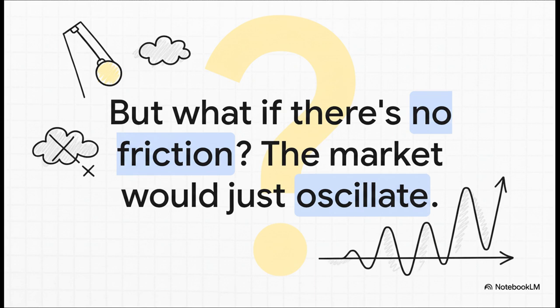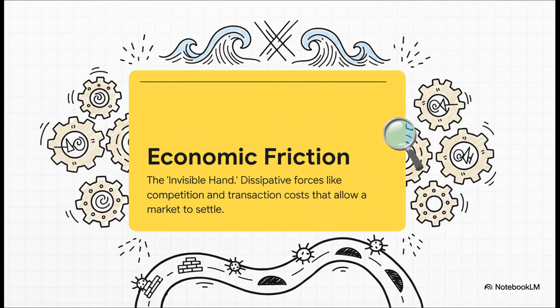And the same thing goes for a market. Without some kind of friction, prices would just oscillate up and down endlessly, never truly settling. That missing ingredient? It's friction. In economics, friction is things like competition, transaction costs, all the little things that slow stuff down. These are what we call dissipative forces. They literally remove energy from the system, which allows it to finally settle down. You could even say this economic friction is the true identity of Adam Smith's famous invisible hand.